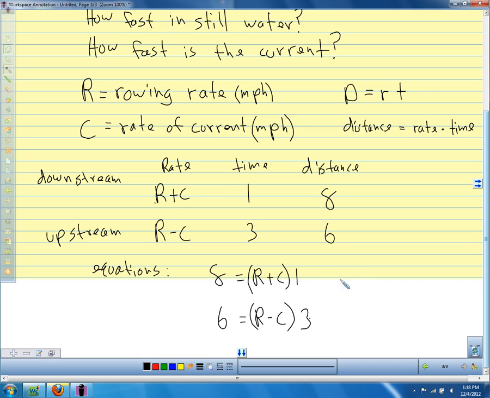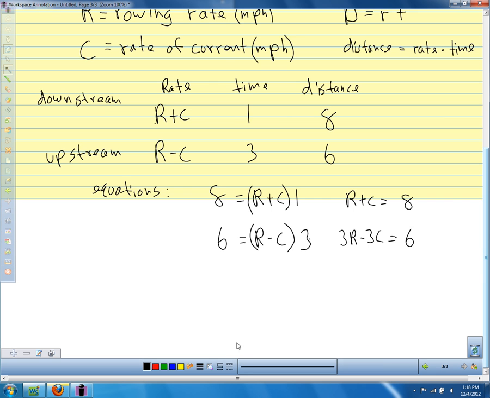So I'm just going to rewrite and rearrange it. R plus C equals 8 from this one. And from this one, I'm going to distribute the 3. So 3R minus 3C equals 6. So now I have a system of equations, two variables, and I can solve this using elimination. So these are my equations, my system. To solve this system, what are we going to want to do? What's going to make this easy?